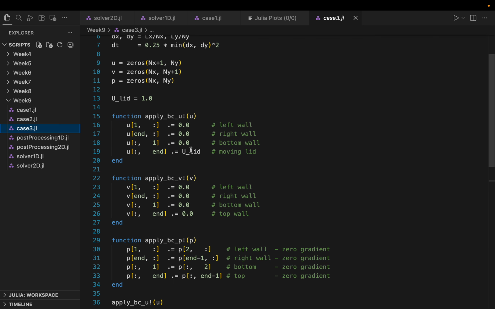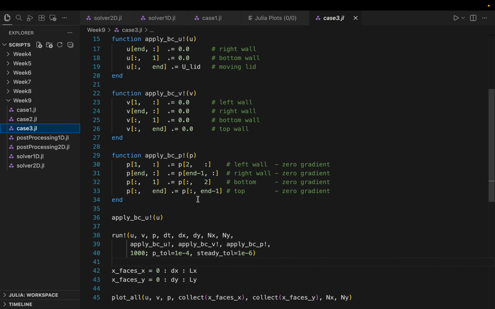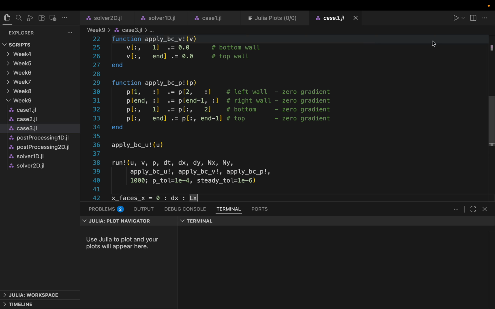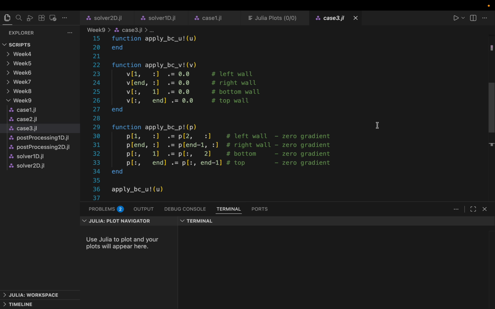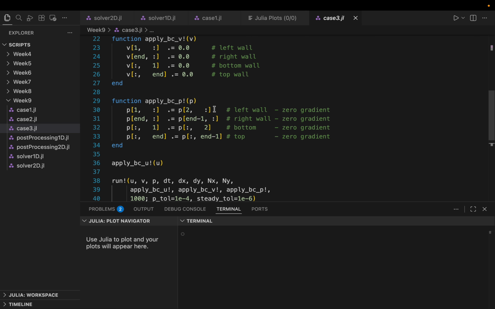The boundary conditions: on all the walls you have 0, 0, and at the top you have u lid. The vertical velocity is 0 everywhere because the top wall is impermeable. For pressure, it is del P del N equals 0, zero gradient, for all the walls, so it should be equal to whatever is the previous step. These are the boundary conditions, and everything else remains the same. Let me just run this. The solver was already shown before. The only thing is you have to apply the correct boundary conditions and then run the solver.